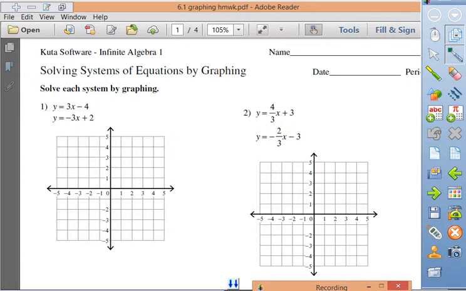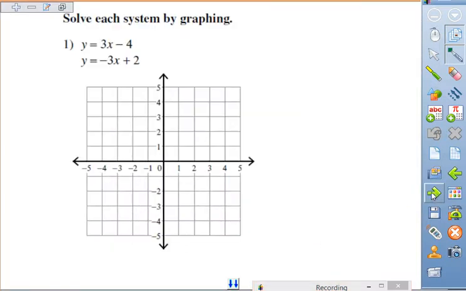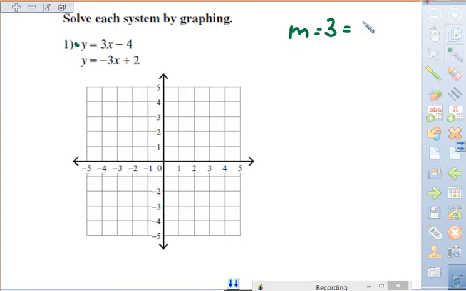So here's what your worksheet looks like. We're going to do number 1 and number 3 together. So here's number 1. It says, solve a system by graphing. So we'll do the first equation. Taking a look at it, my slope is 3, which is equivalent to 3 over 1. My b value is negative 4.